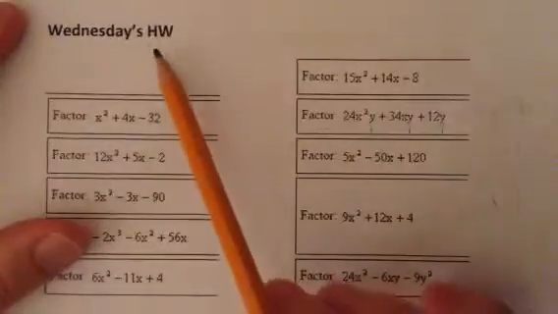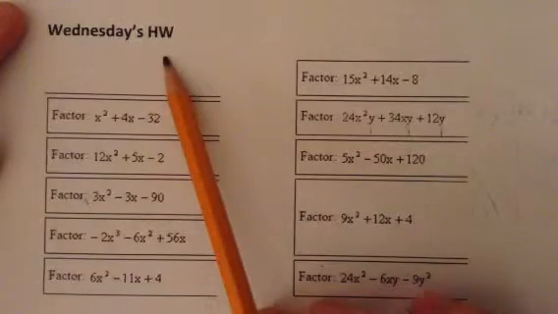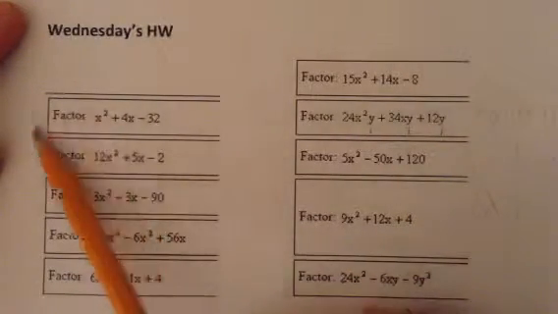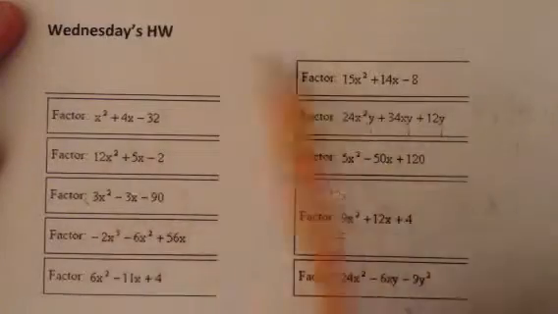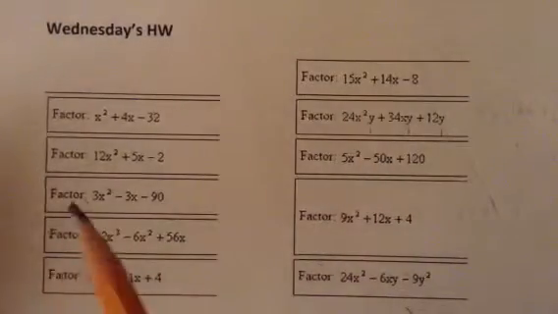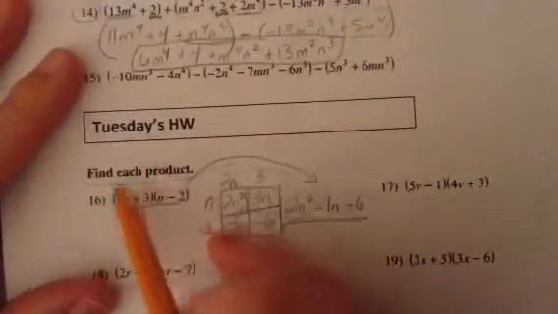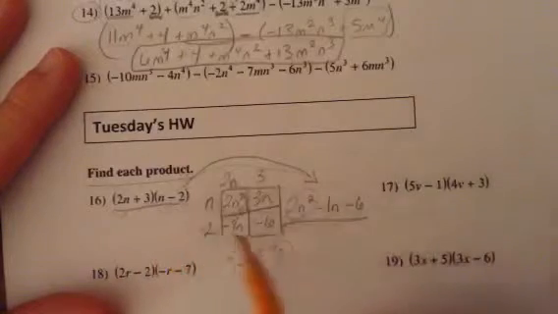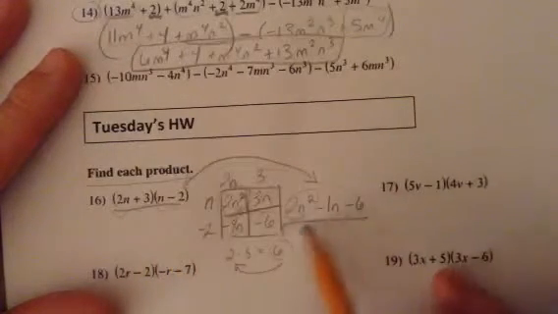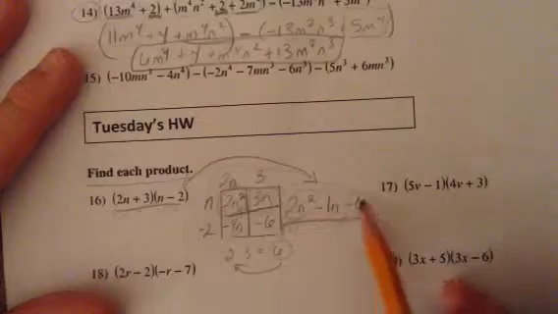So on the homework labeled Wednesday's homework, all these problems are factoring. Factoring, the idea of factoring is just moving backwards from multiplying. So in this homework we multiplied. We took two binomials and we multiplied them out and it became a trinomial, something with three terms.